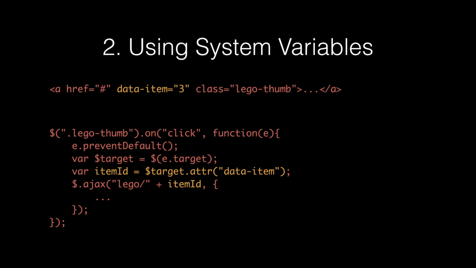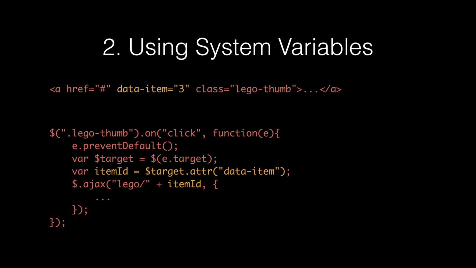So data-item is my custom attribute in this case, and I'm using it to store the ID for the item that I want here. So with that hard-coded into the markup, so to speak, now when I have a click happen on this hyperlink, I can, let's see, we've got the element in the e.target there, so that's stored in the variable $target.